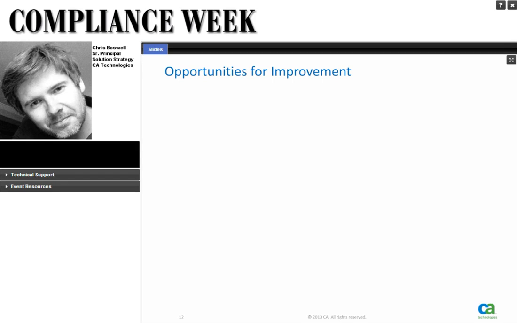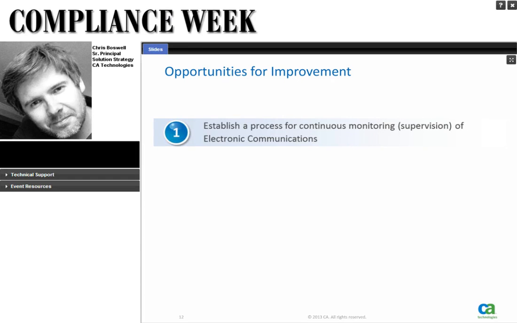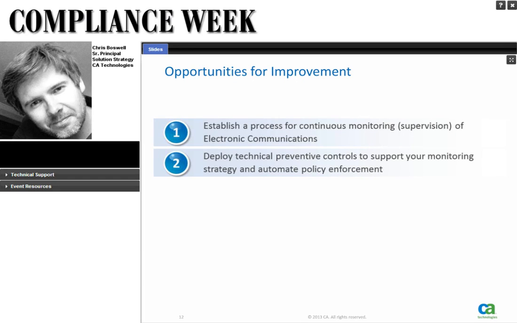So let's jump the gun a little bit and talk about opportunities for improvement. If they have primarily administrative and detective controls in place, what are we really talking about here? The primary opportunity for improvement is to establish a process going forward where you can continuously monitor or supervise electronic communications. Once you set that process in place, you have the people and processes in place to do that. You'll need to obviously have some technology that will support your monitoring strategy and automate those administrative policies that you have in place. And we'll talk about that in a bit more detail.